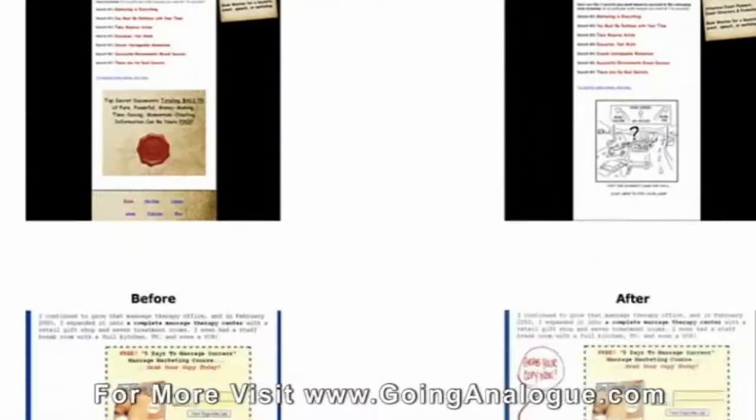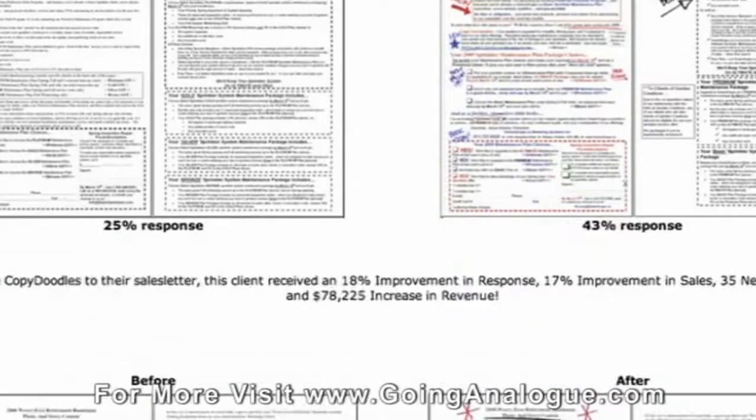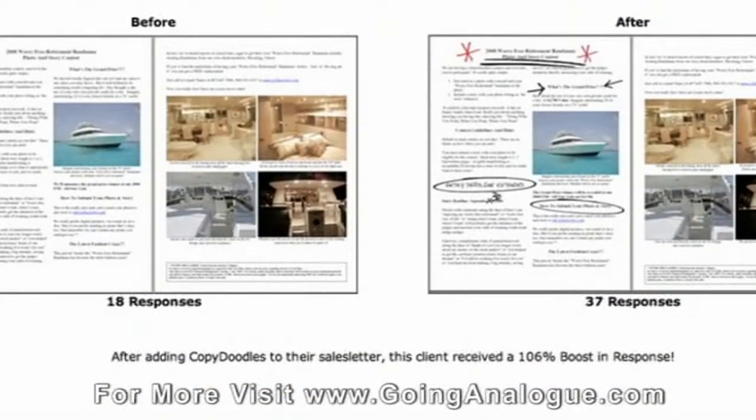If you go down a little further, you can see a sales letter here that's jumped from 25% to a 43% response rate just by adding some circles, arrows, stars, and funny fonts. It looks like you've annotated the sales letter after the fact, or you've even annotated the envelope after the fact with that teaser.